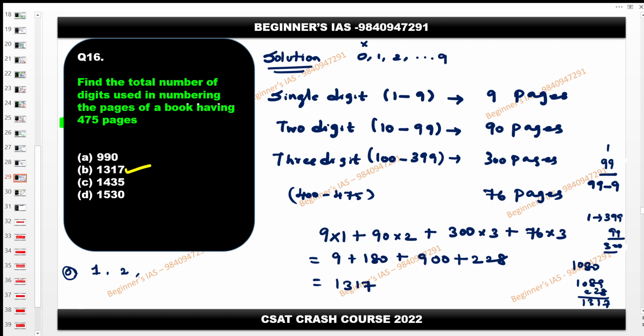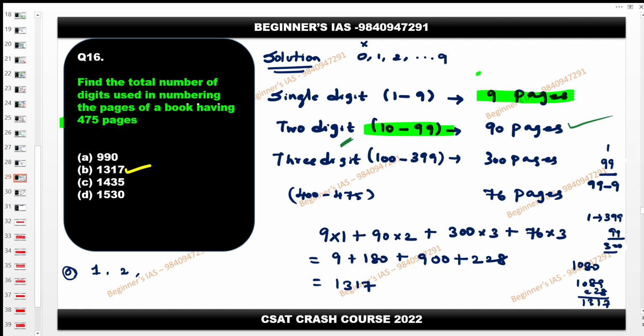Obviously the book has been numbered from these digits only, but you should not take a 0 here, since the book starts from 1. So first, single digit numbers: 9 pages are there. Two digit numbers are 10 to 99. Simply calculate 99, then subtract the single digits, which are 9. So 99 minus 9 is 90 pages numbered with 2 digits.